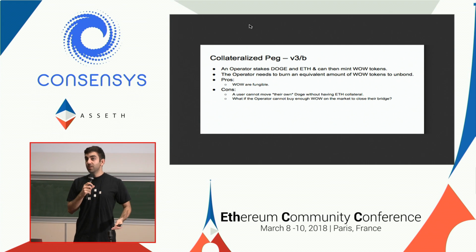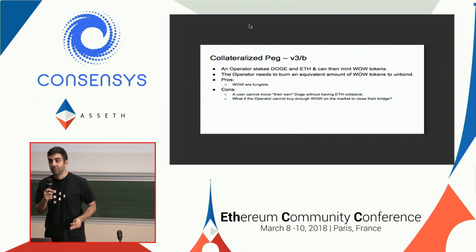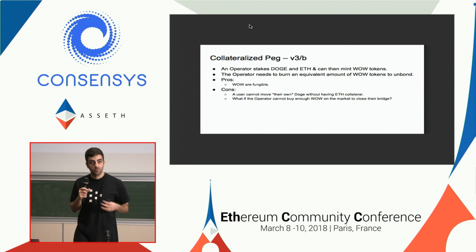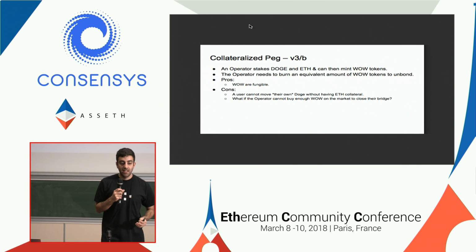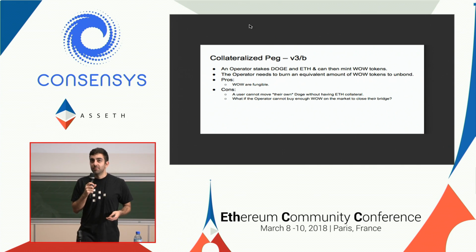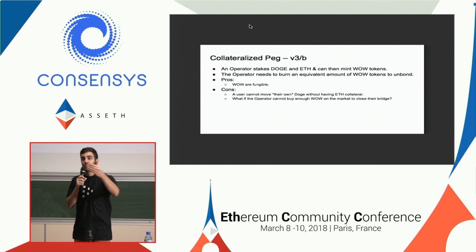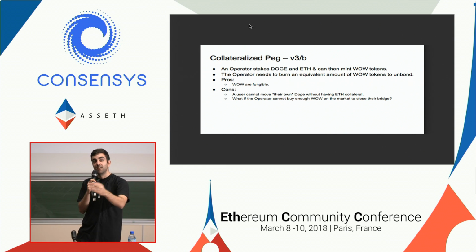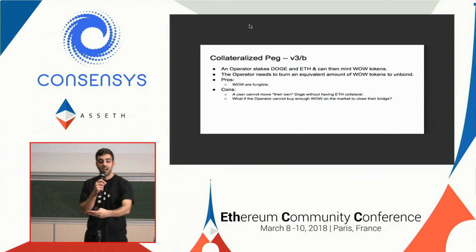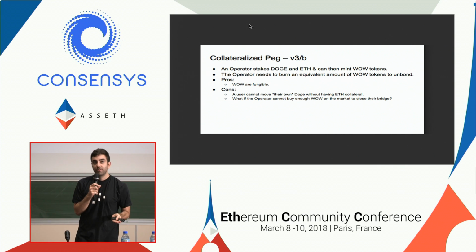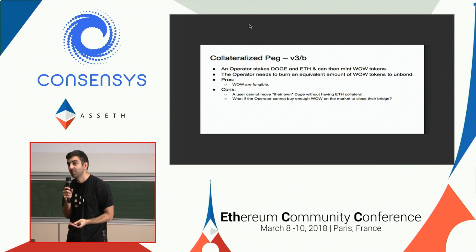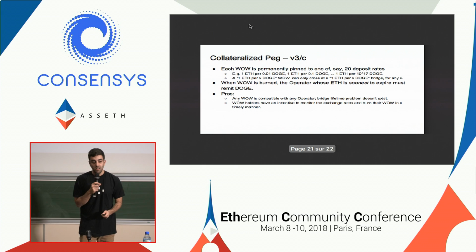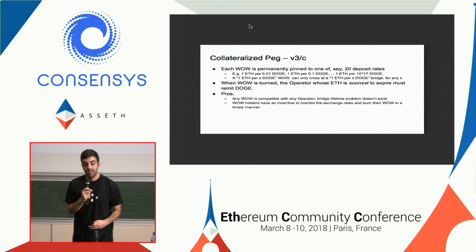So the pro here is that the WOW tokens are fungible. They no longer have timelines attached to them. It's up to the bridge operator to buy them back whenever they want to close the bridge and burn them. The negative is that this is not really a bridge, because you can't just simply send Doge and receive WOW tokens. You actually need to send Doge and have an ETH stake to then create WOW tokens. So it has a higher barrier to entry. And what if the operator actually can't buy back all the WOW that they need on the market when the time comes that they want to close it? That has its own problems.